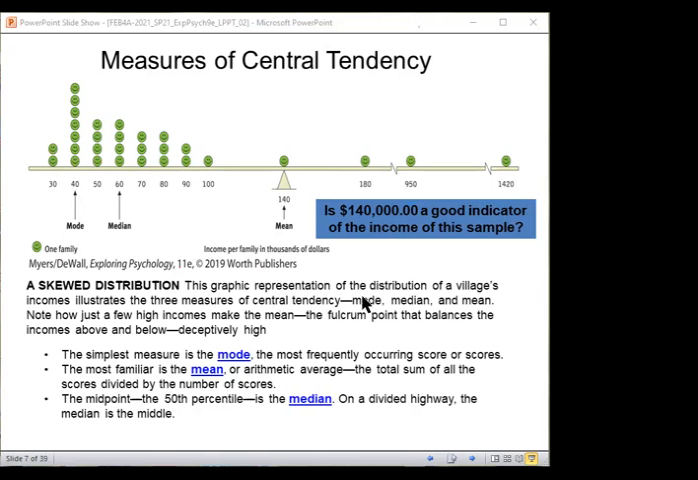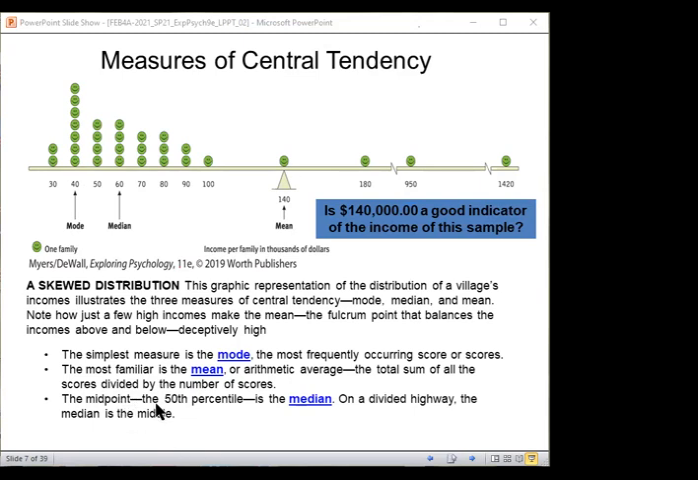So this graphic represents the distribution of a village's income. It illustrates the three measures of central tendency: the mode, median, and mean. The simplest measure is the mode, the most frequently occurring score or scores, and that means $40,000 represents the mode of this particular group, the most commonly occurring salary or income of a family. The most familiar to everyone is going to be the mean, which is basically the arithmetic average, the total sum of all the scores divided by the number of scores. And this $140,000 is the average salary of this group of families here.